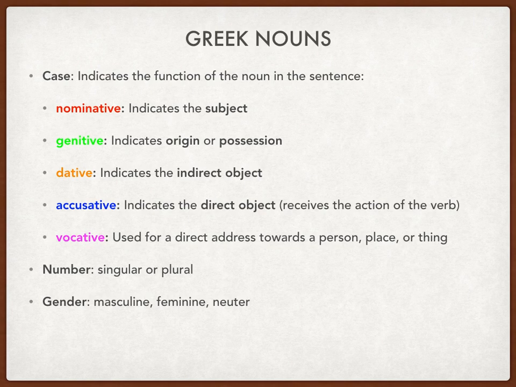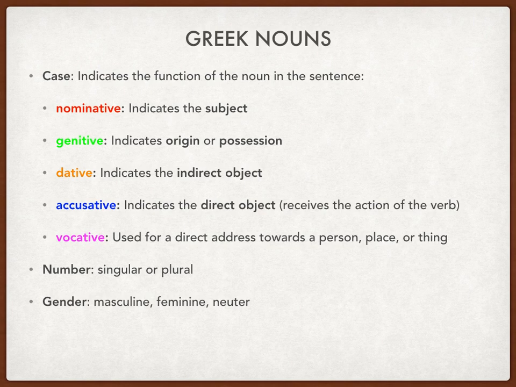Dative is a case used to indicate the indirect object. So unlike the direct object, which receives the action of the verb, like I hit the ball is a direct object, if I hit the ball to someone, that someone is the indirect object. I didn't hit them, but something's happening to them because I hit the ball towards them, so they're still part of the sentence. The accusative we saw with a word like ton dikaiopolin is the direct object that's receiving the action of the verb. The 5th Greek case is the vocative.